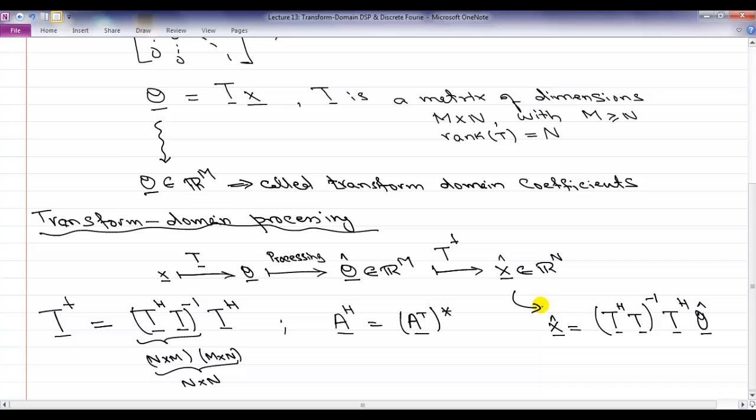So that's the usual steps in transform domain signal processing. You first multiply by a matrix, go to the transform domain, do some sort of processing, get theta hat, and then you may want to go back to the original domain by doing multiplication with another matrix which is given by T Hermitian T inverse T Hermitian.